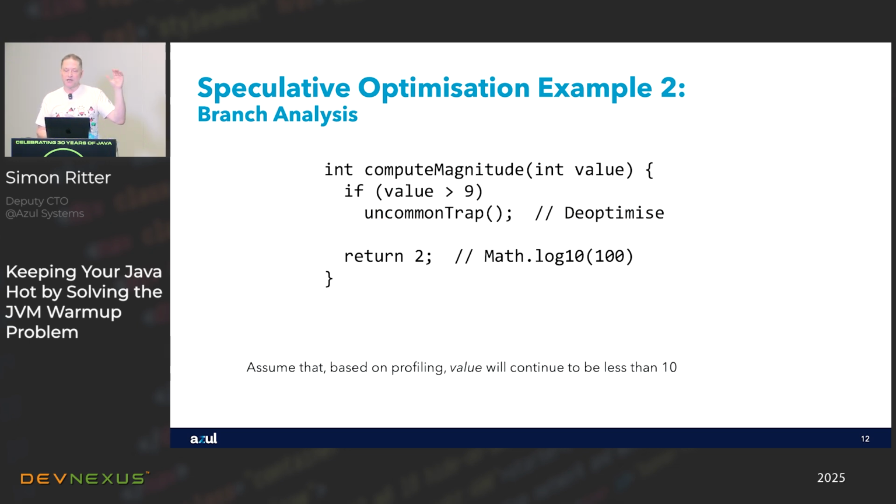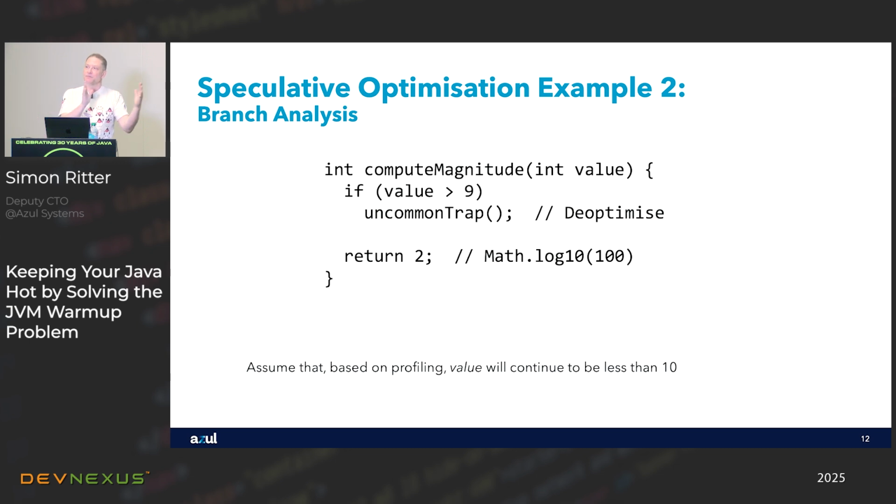So now what we'll do is say compute magnitude is going to be compiled like this. We'll say if value is greater than 9, because we still have to deal with that situation. Although we assume it's not going to be greater than 9, there may be a situation where that occurs. If that does, then we call this thing called uncommon trap. Uncommon trap is where we call a de-optimization.